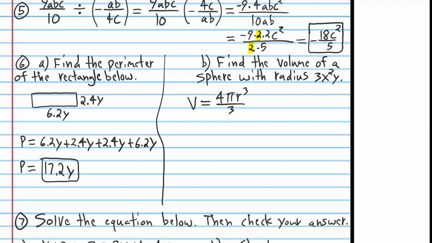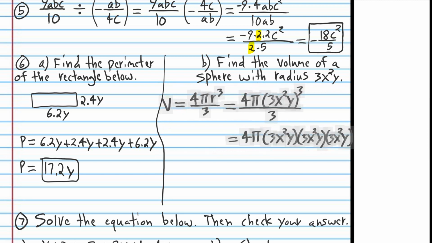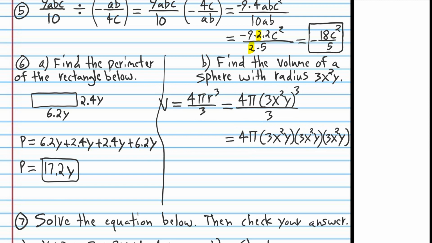And let's put a divider. Guess I'll move this over even more just to make sure I have enough room. So now we just plug in r. 4 pi and r is 3x squared y. Now, what does it mean to raise this expression to the 3rd power? Well, that just means you're taking that expression and multiplying it by itself 3 times. Why are you multiplying it 3 times? Because there's a 3 power there. And let's just move this over a little bit. Don't forget the over 3.